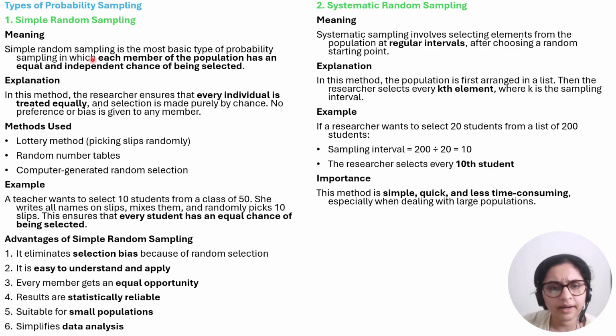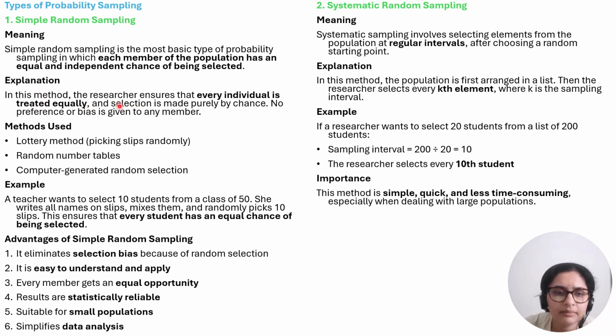Simple random sampling is the most basic type of probability sampling in which each member of the population has an equal and independent chance of being selected. This is the normal sampling method. Whereas systematic random sampling involves selecting elements from the population at regular intervals after choosing a starting point. I'll explain it to you in detail. So let's come back to simple random sampling.